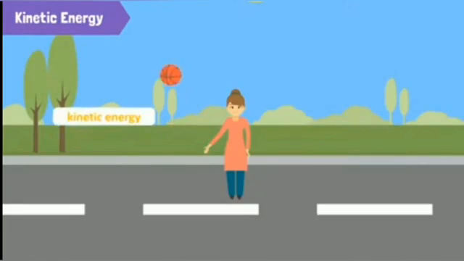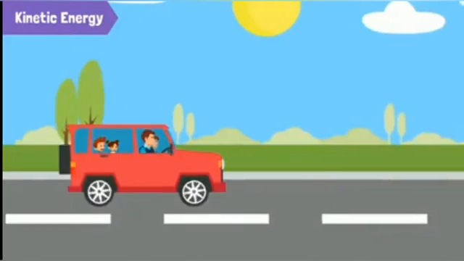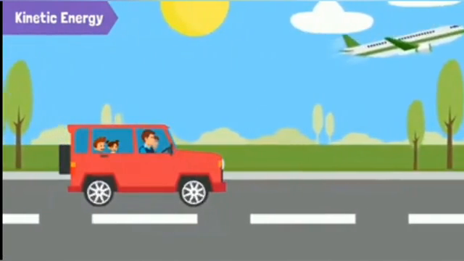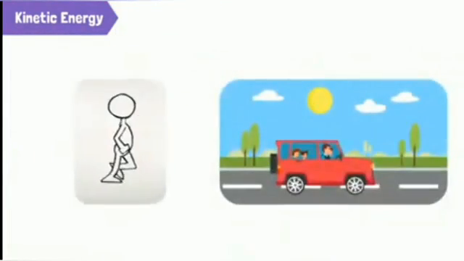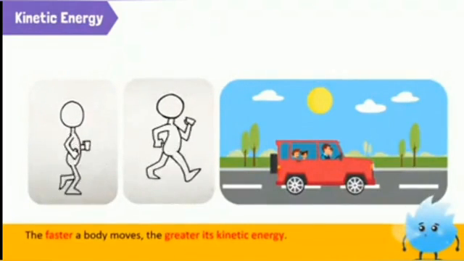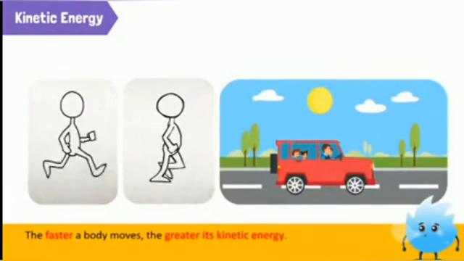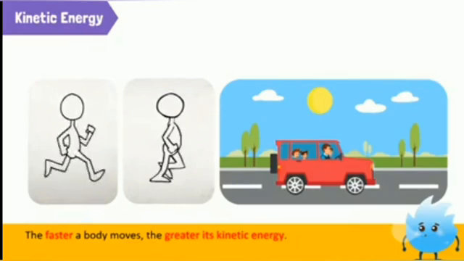As the ball travels upwards, we say that it has kinetic energy. Kinetic energy is a form of energy possessed by a body due to its motion. Therefore, anything that moves has kinetic energy, such as a car traveling on the road and a plane flying in the sky. Even you possess kinetic energy when you walk or run. In fact, the faster a body moves, the greater its kinetic energy. Therefore, when you run, you have more kinetic energy than when you walk.